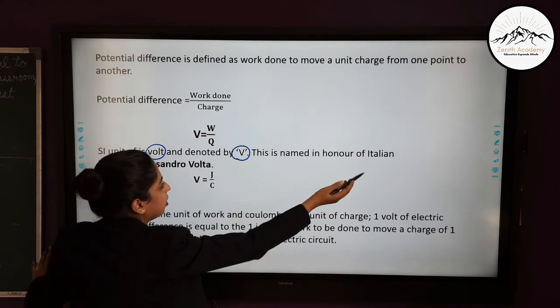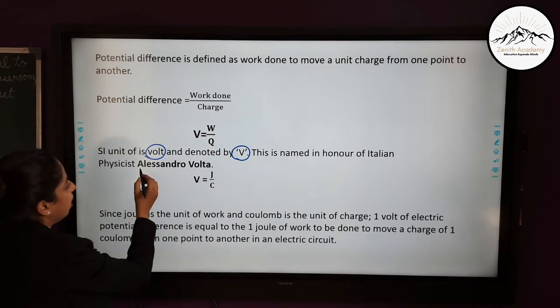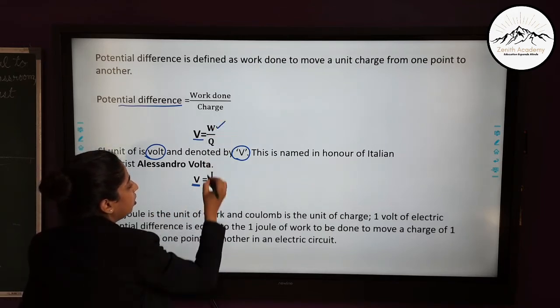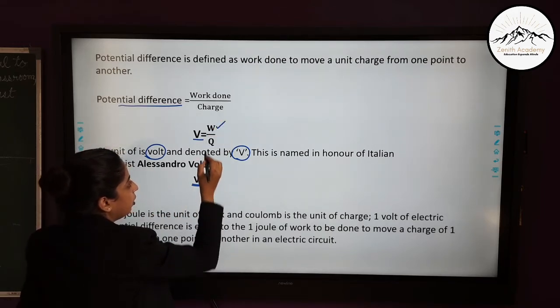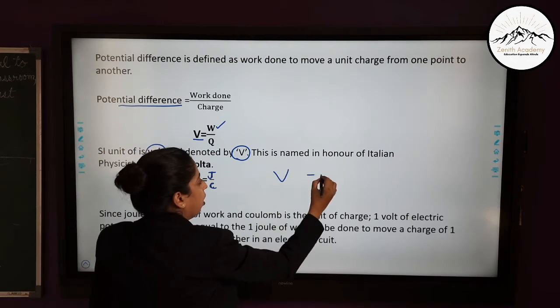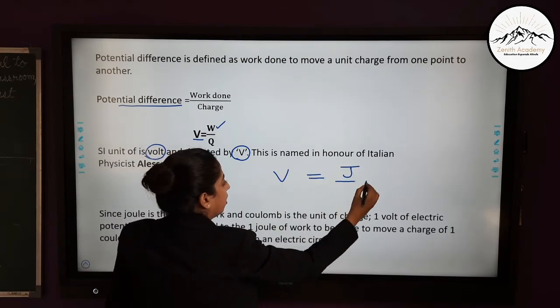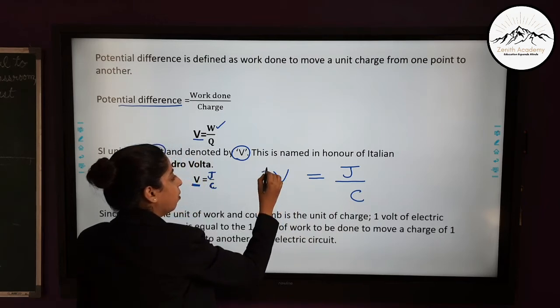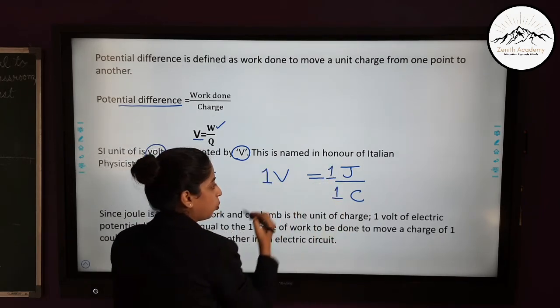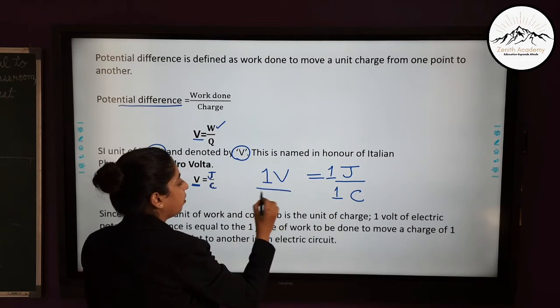Now this name is in honor of the Italian physicist Alessandro Volta. And what is the unit of work? It is joules, and the unit of charge we know is coulomb. So if I write it again, when this is 1 and this is 1, so 1 divided by 1 is 1. So how can we define 1 volt?